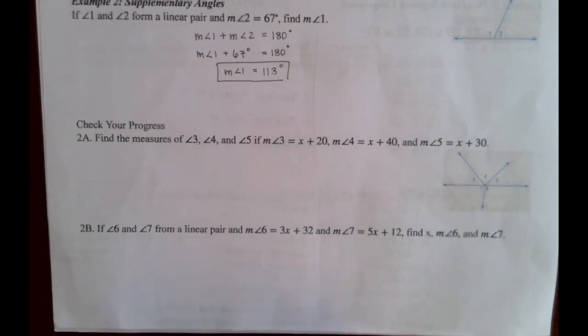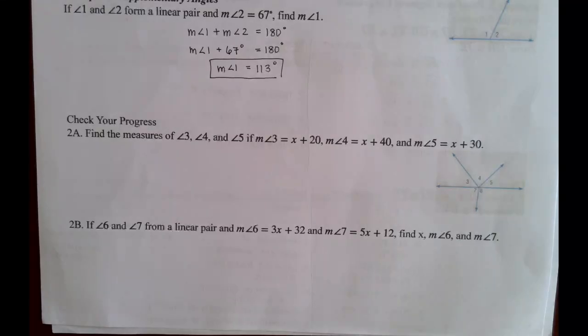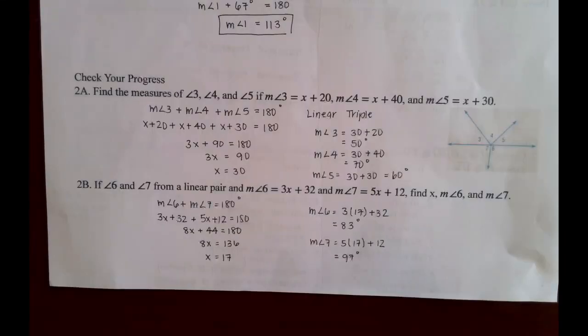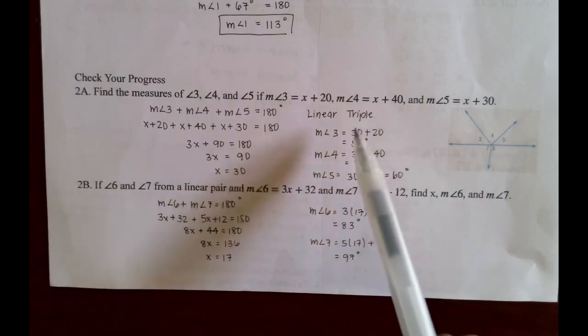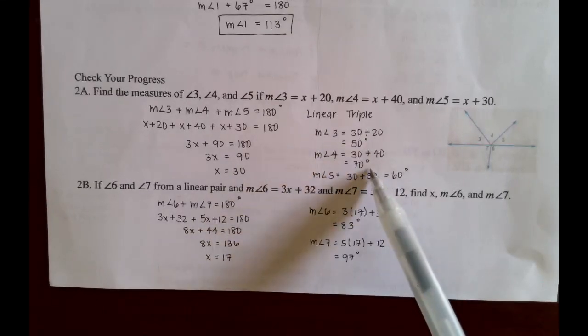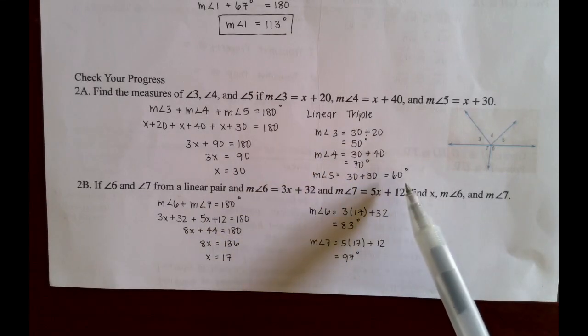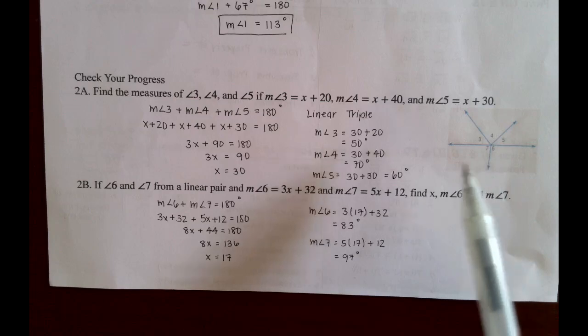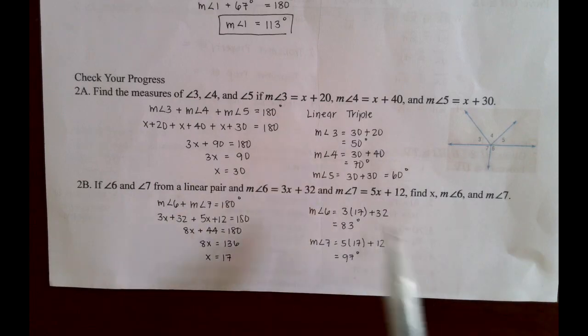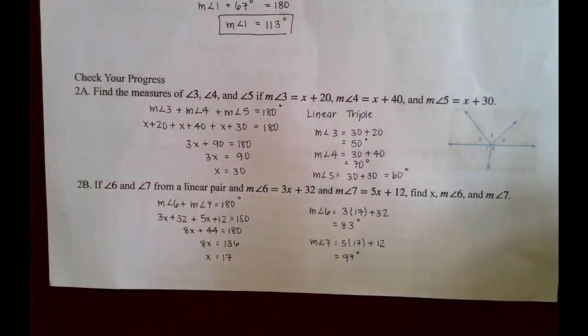So why don't you try 2A and 2B on your own using this picture, and then come check your answer. So for 2A, measure of angle 3 is 50, measure of angle 4 is 70, and measure of angle 5 is 60. For 2B, x equals 17, measure of angle 6 is 83, and measure of angle 7 is 97. If you got them all correct, you can move on to the next section. If not, here is your explanation.